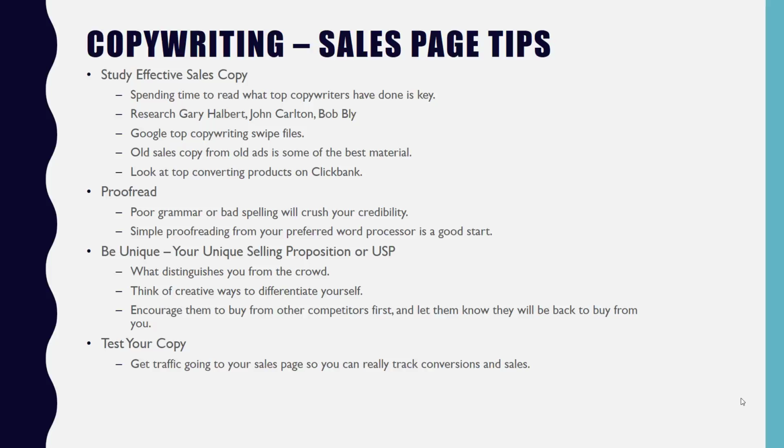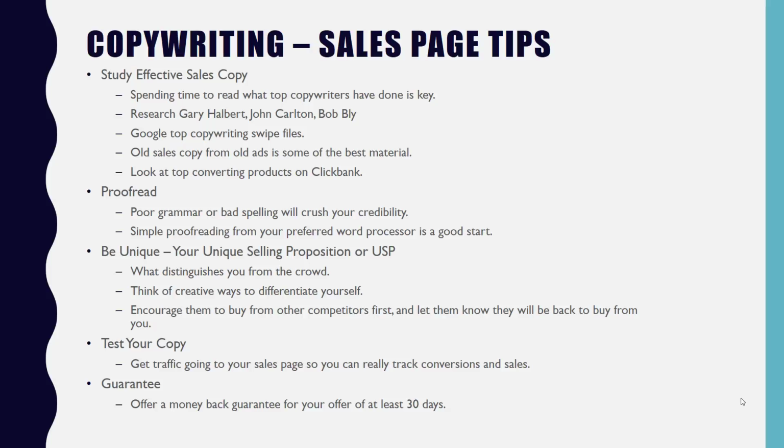Get traffic going to your sales page, whether it's from affiliates or paid traffic, and really track your conversions and sales. Know how your conversions are, know how many people are buying your products, know how many people are taking action on it. And once you know your numbers, then you can really enhance your copy, changing the headline, adding in a bonus, adding in bullet points. All those types of things help and assist you in creating a really good product.